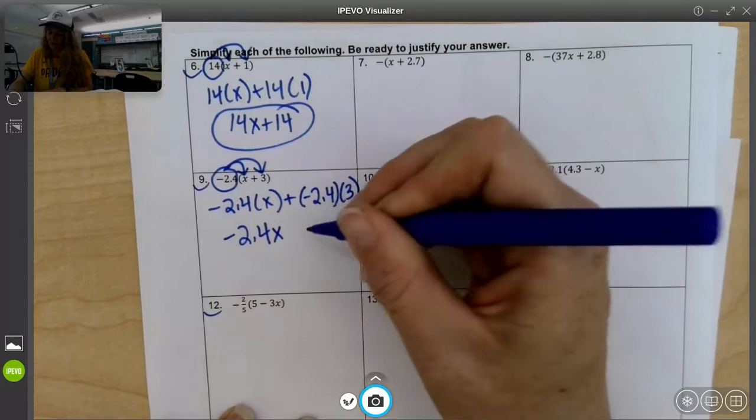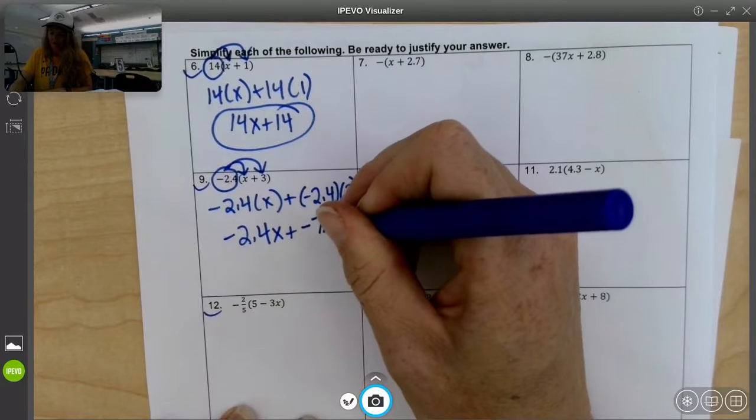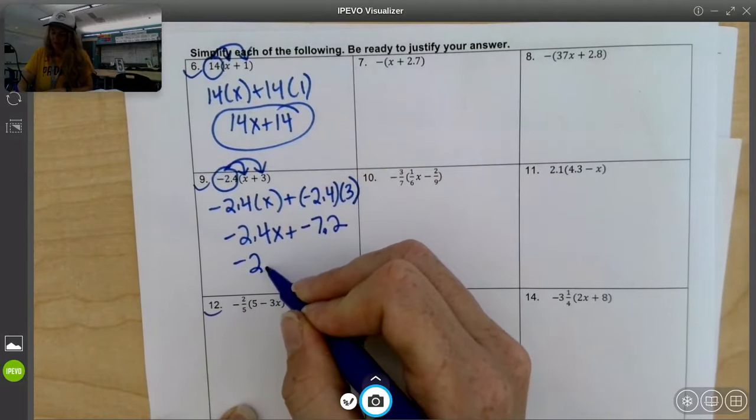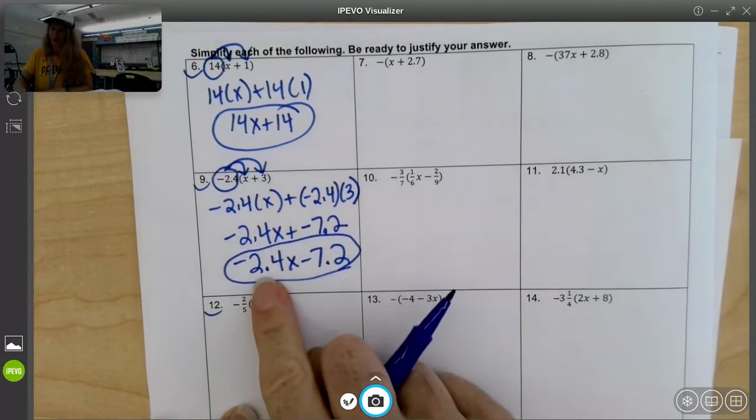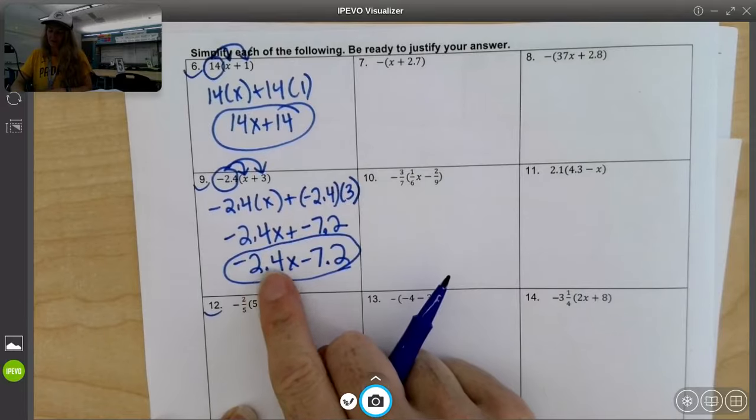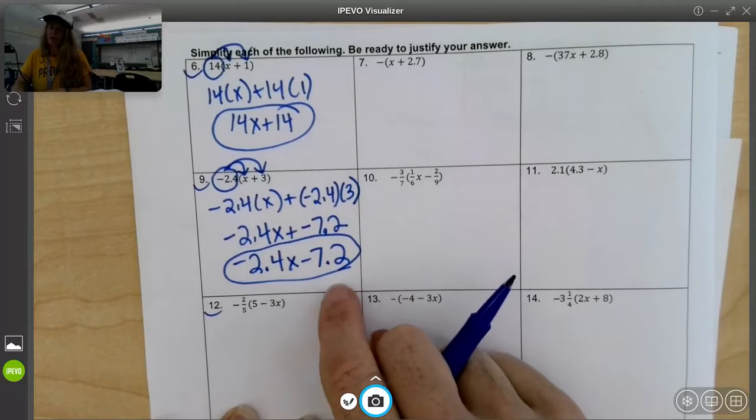Negative 2.4x plus negative 2.4 times 3 gets you negative 7.2. So my final answer, negative 2.4x minus 7.2. Remember, your variable term goes first, the term with the variable and the coefficient. Your constant term, which is a number with no variable, goes at the end.